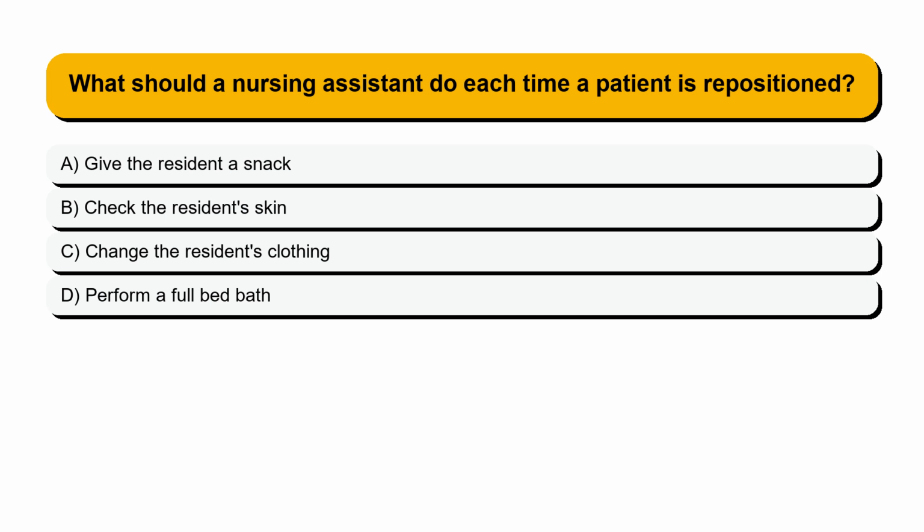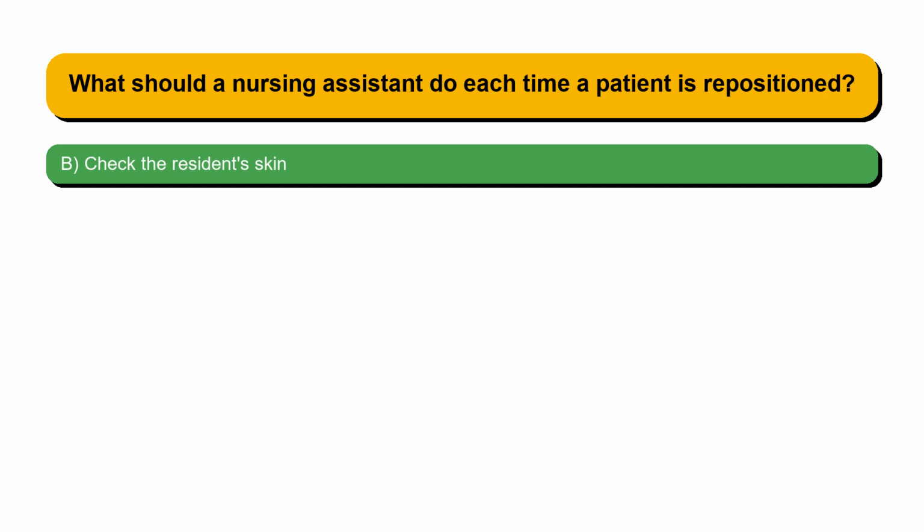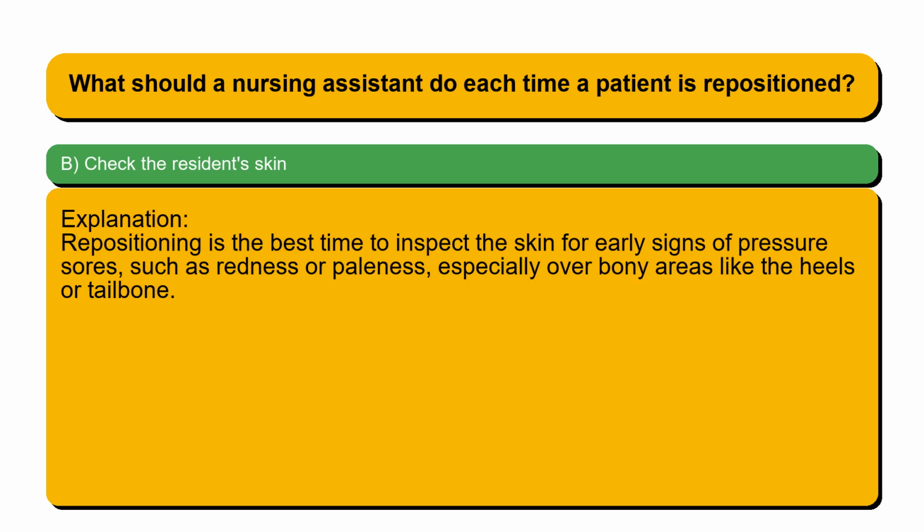Question 77. What should a nursing assistant do each time a patient is repositioned? Option A, give the resident a snack. Option B, check the resident's skin. Option C, change the resident's clothing. Option D, perform a full bed bath. The correct answer is option B, check the resident's skin. Repositioning is the best time to inspect the skin for early signs of pressure sores, such as redness or paleness, especially over bony areas like the heels or tailbone.